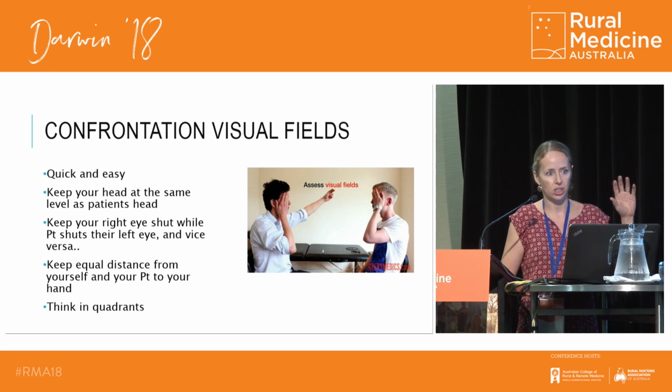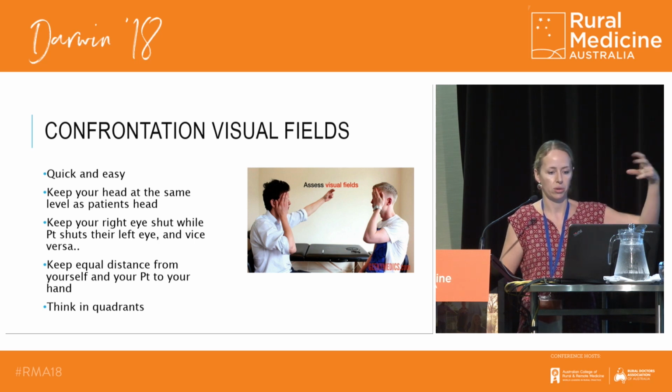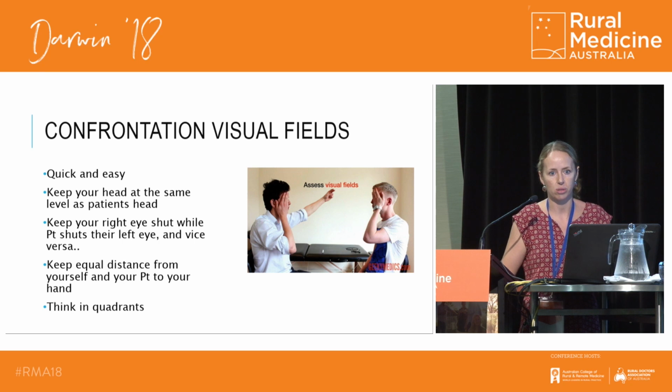You always want to make sure that your head and the patient's head is at the same level, and that your hand, when you do it, is midway between the patient's face and your face, or else it's not fair. If you keep the fingers closer to the patient or closer to you, you'll see different things in terms of your fields. And always think in quadrants when you document the visual field.